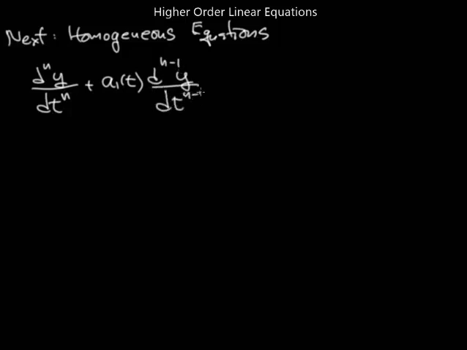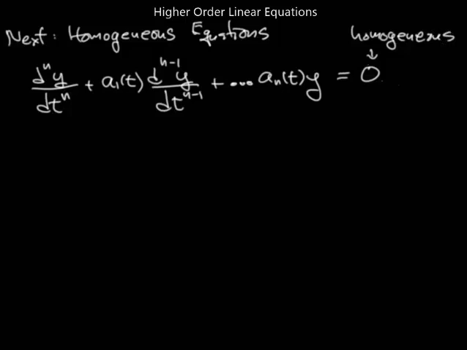It looks like this. And at the end you have a_n(t) times y, and that's equal to f(t). That's the general nth order linear equation. And to say that it's homogeneous is to say that f is just 0. So that's the case we're going to be talking about, where the right-hand side is 0.